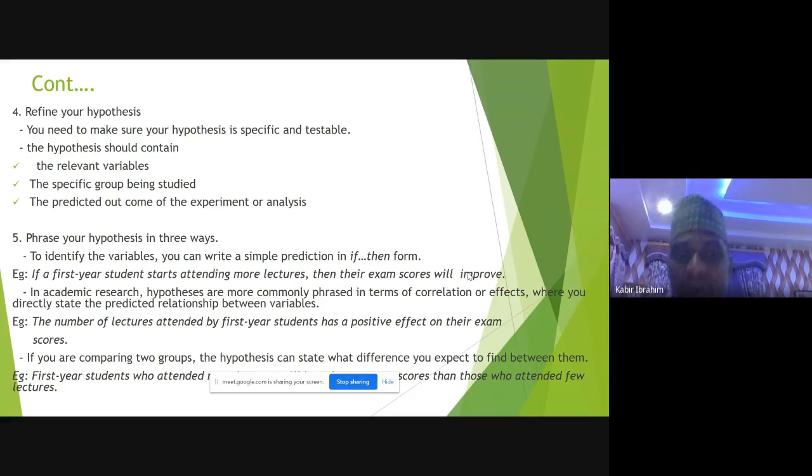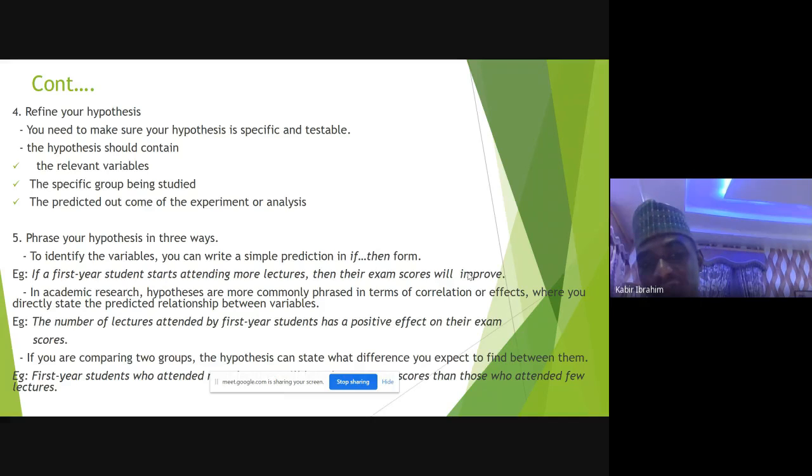Then the predicted outcome of the experiment or analysis. You have to predict the expected result. 5, phrase your hypothesis in 3 ways. The first way is to identify the variables. You can write a simple prediction in if-then form. For example, if a first-year student starts attending more lectures, then their exam score will improve.